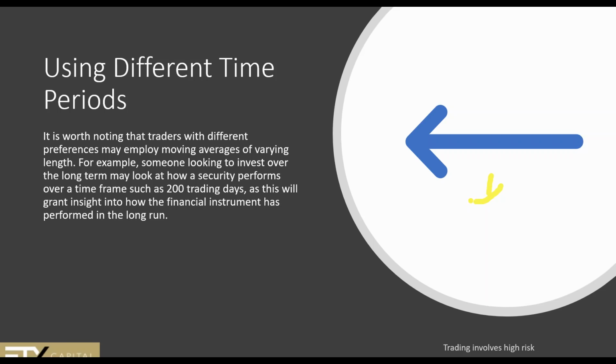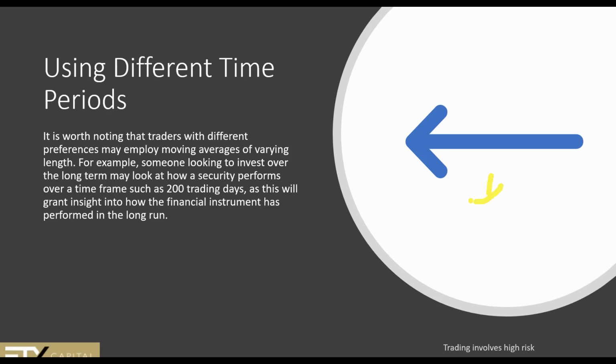It's worth noting that traders with different preferences may employ many averages of varying length. For example, someone looking to invest over a long term may look at how a security performs over a time frame such as 200 trading days. This will grant insight into how a financial instrument performed in the long run.